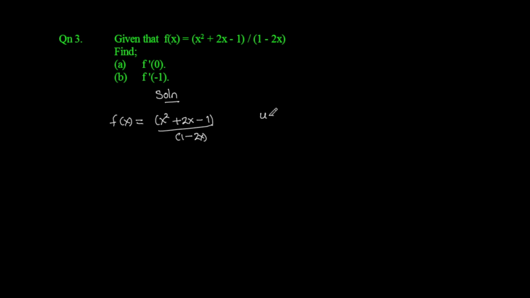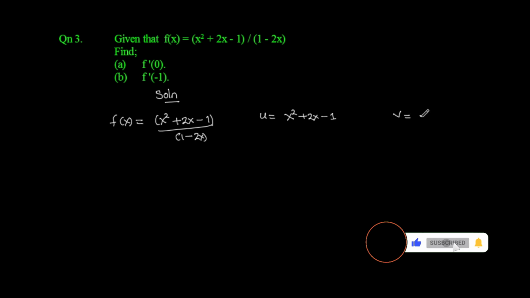So we can let u equal the numerator, and that is x squared plus 2x minus 1. Then v, we can let it be the denominator, and that is 1 minus 2x. So let's differentiate u with respect to x.